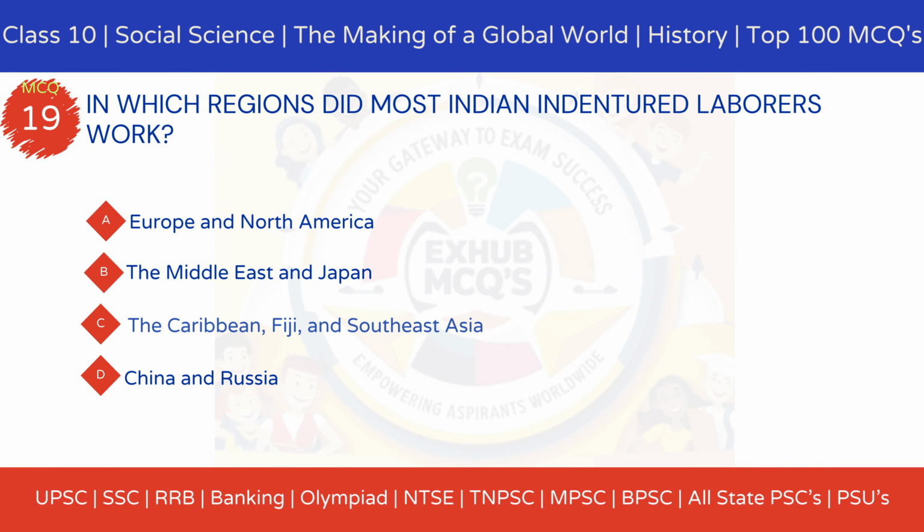MCQ 19. In which regions did most Indian indentured laborers work? Option A, Europe and North America. Option B, the Middle East and Japan. Option C, the Caribbean, Fiji, and Southeast Asia. Option D, China and Russia.